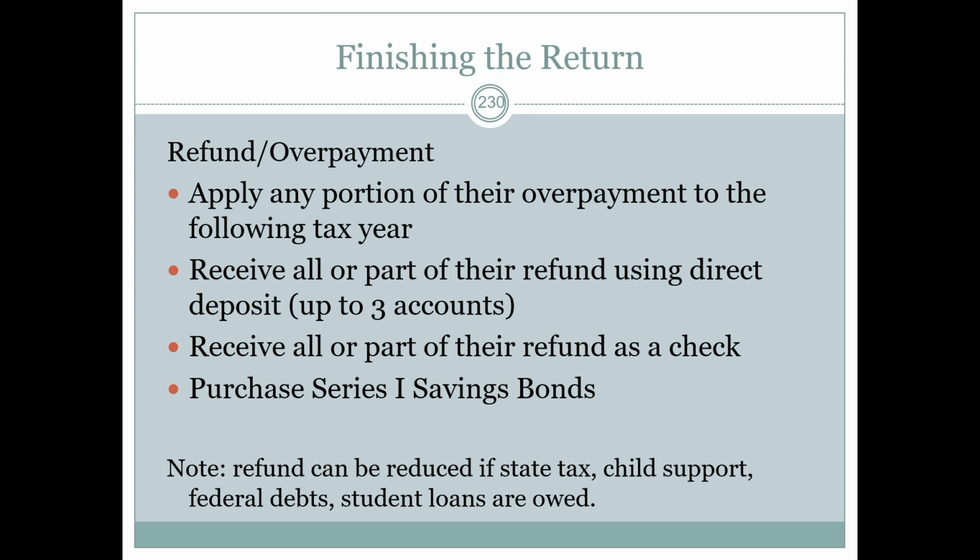Or the tax client could choose to receive all or part of their refund as a check mailed to them, or purchase Series I savings bonds. Also noting at the bottom, if there is a refund, the refund can be reduced if there is state tax, child support, federal debts, or student loans that are owed. So the refund could be offset to satisfy any of these debts.